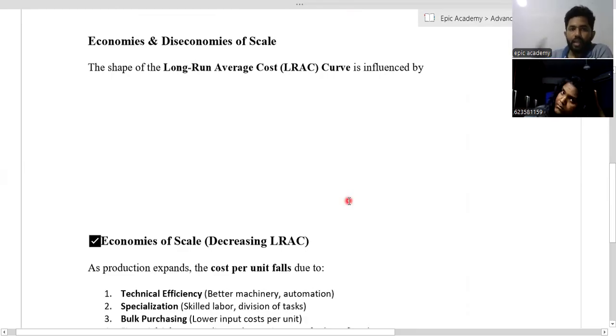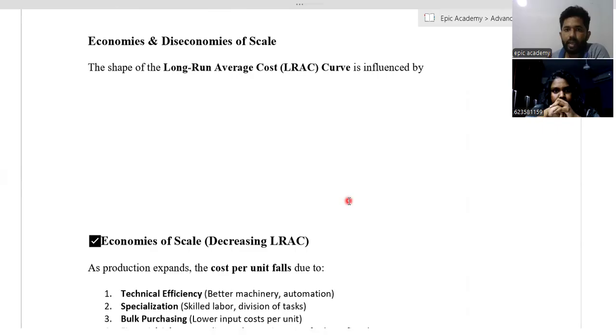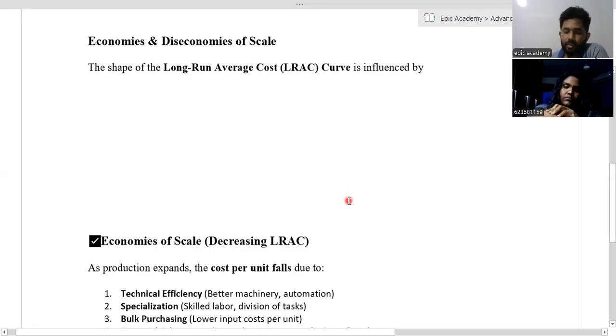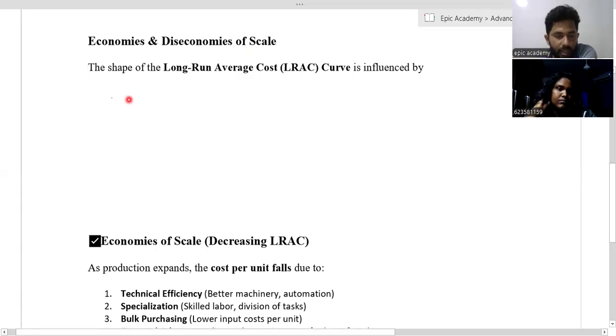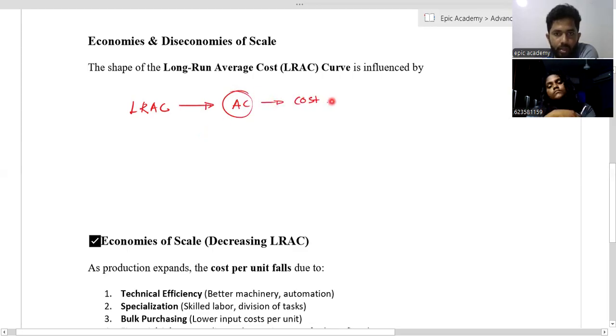Okay, the shape of the long run cost curve, we call it LRAC, long run average cost. SRAC represents the short run average cost, influenced by the economies of scale. What happens is something like that. Long run average cost or short run, anything, just identify the average cost. What's the meaning of average cost? Average cost means cost per one unit, isn't it?